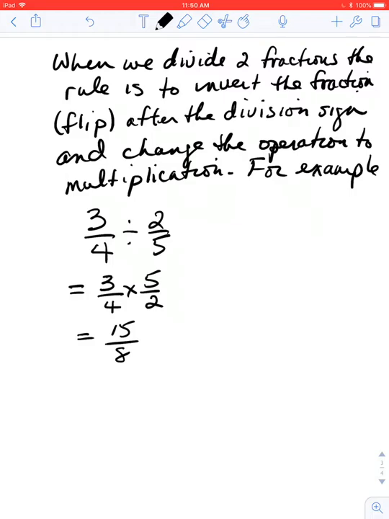Anyways, hope that helps. I'll do one more example. If, let's say, we had 3 and 4/7 divided by, say, -5/14. Once again, we need to switch a mixed number to an improper fraction. 3 times 7 is 21, plus 4 is 25/7.